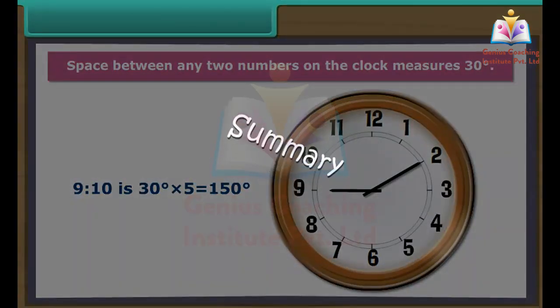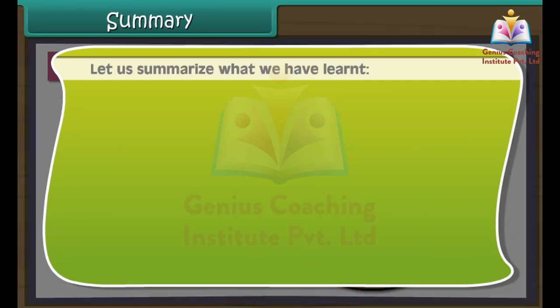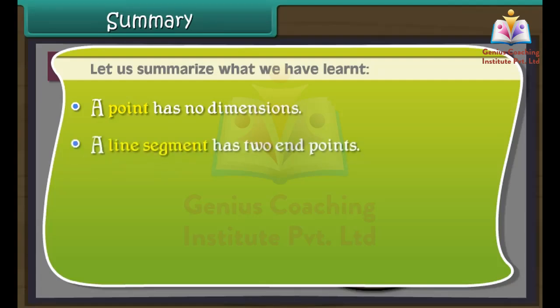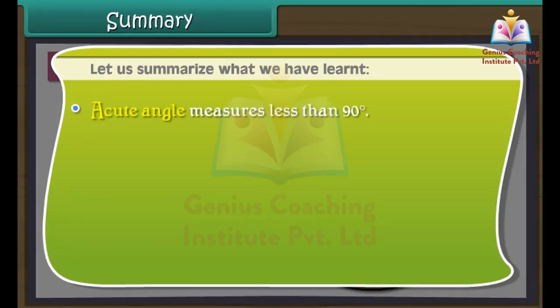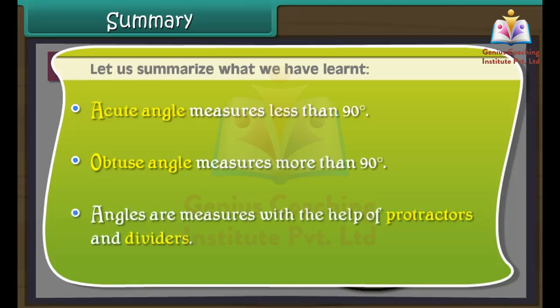Summary. Let us summarize what we have learned. A point has no dimensions. A line segment has two endpoints. A line has no endpoints. A ray has one endpoint. Right angle measures 90 degrees. Acute angle measures less than 90 degrees. Obtuse angle measures more than 90 degrees. Angles are measured with the help of protractors and dividers.